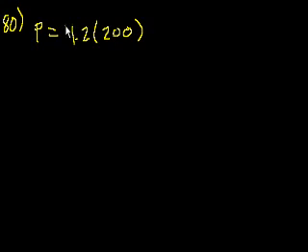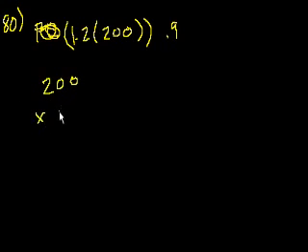So this is the retail price, right? This was the wholesale price. That's what the store bought it for. This is what a non-employee would have to pay, 1.2 times 200. And then the employee got a 10% discount. So essentially the employee paid the retail price times 0.9. So we just have to figure out, what's 1.2 times 200? 200 times 1.2.